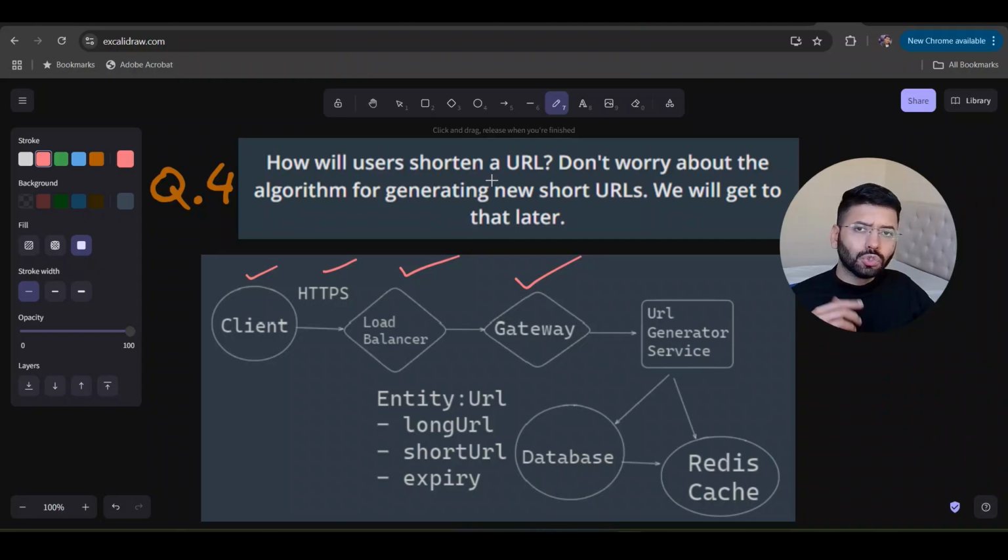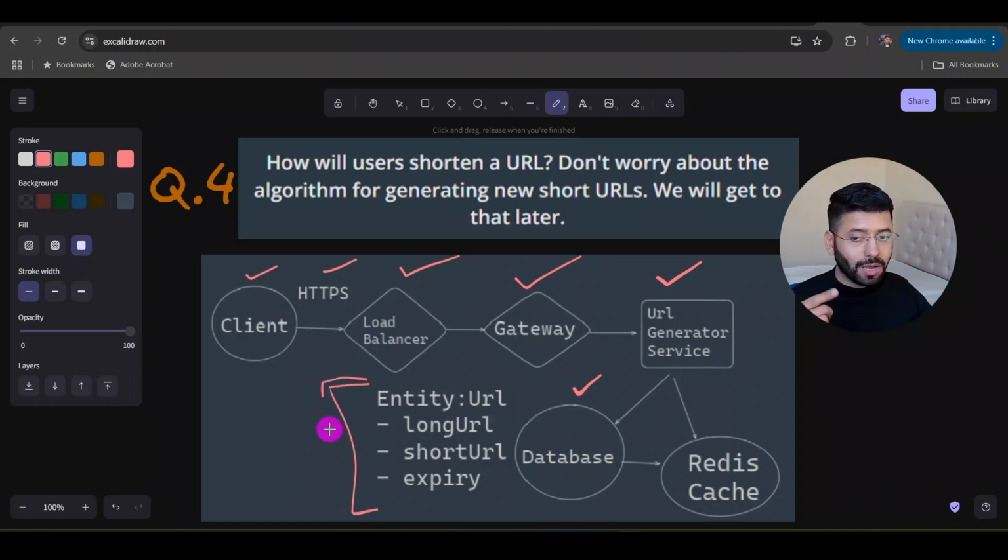Okay, so after the gateway, let's talk about the microservice, because in this question we were asked just about the logic to create the short URL. So I have mentioned only one microservice here, which is the URL generator service, using which I will create a short URL. Alongside this microservice, I have mentioned the database, because we would need to store the mapping of long URL versus short URL. And with the database, you can also see I have mentioned the entity and the important fields that are required.